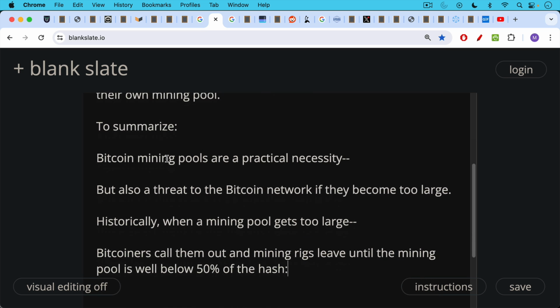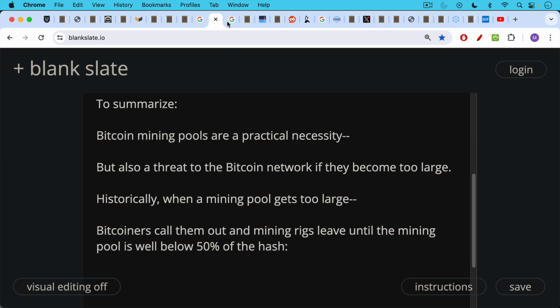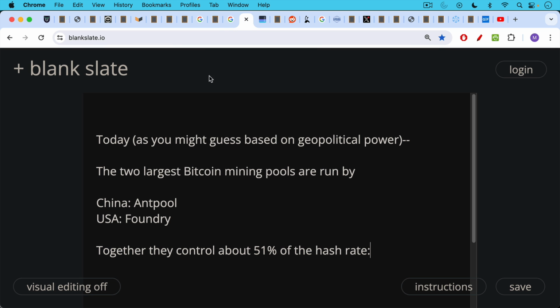Now, historically, when a Bitcoin mining pool got too large, Bitcoiners would notice, they would call them out, and then mining rigs would leave, stop pointing their hash to that mining pool until the mining pool was well below 50% of the hash. This is what happened with the famous G-hash mining pool, which almost got to 51%. It was called out online, and then mining rigs deserted them.